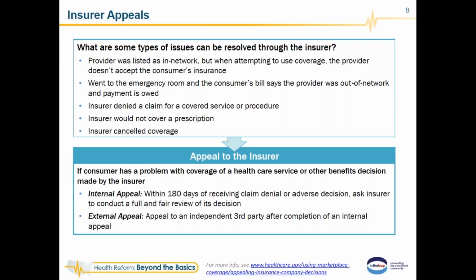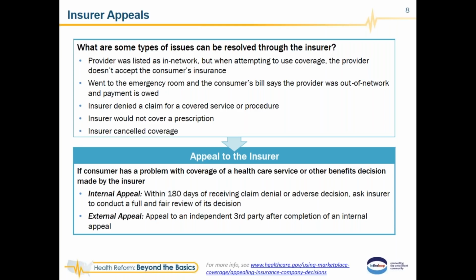In each of these situations, the consumer should first be looking at what internal processes the insurer has to resolve complaints or grievances or appeals. Those are all different terms that insurers may use, but there usually is an internal process that a consumer can file and request to have a decision reevaluated, to have a procedure approved even if it was denied initially, or to address issues with out-of-network providers.